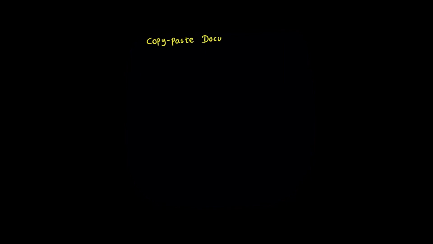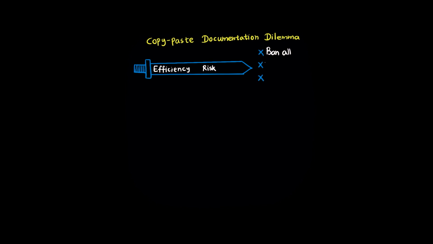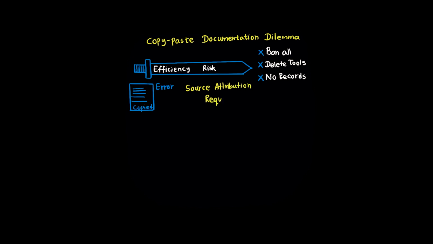Copy-paste functionality in EHRs is a double-edged sword, efficient but potentially dangerous. Banning copying eliminates legitimate efficiency gains. Deleting documentation tools cripples the system. Preventing record creation violates legal requirements. The solution? Require source attribution. It's like academic citations for medical records.